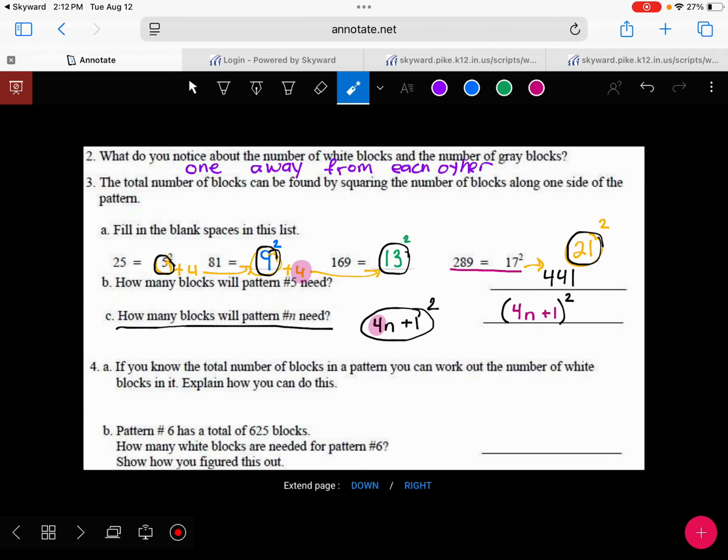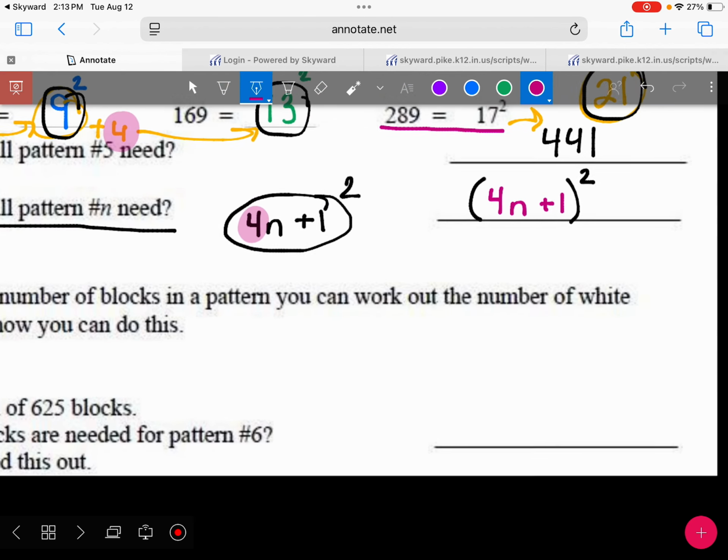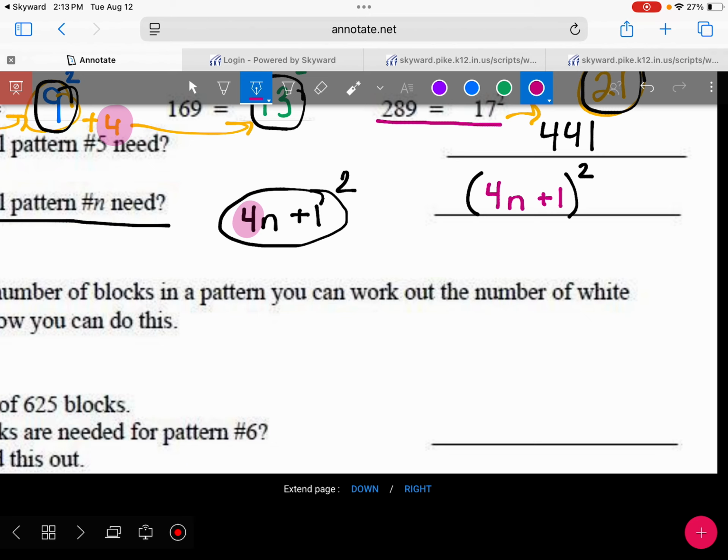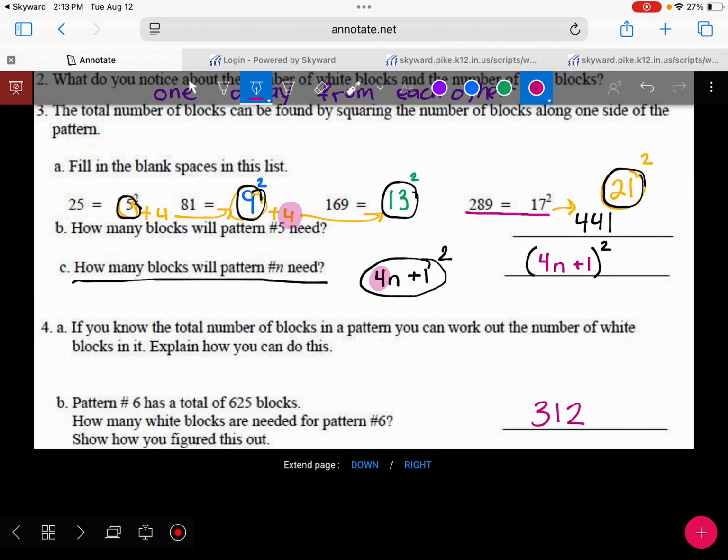I think 4B is probably a little easier to get the actual number on. So how many white blocks would pattern number 6 need? 312. How'd you get that? 625, and we divide it by 2, and then we round down. So whatever number we have for our total, you can divide by 2 and round down. That would get you the number of white blocks. You could divide by 2 and round up to get the number of gray blocks.